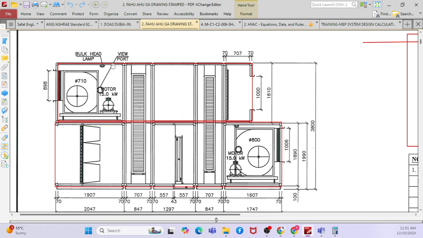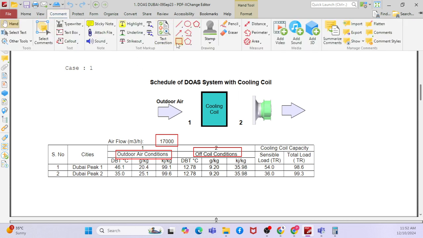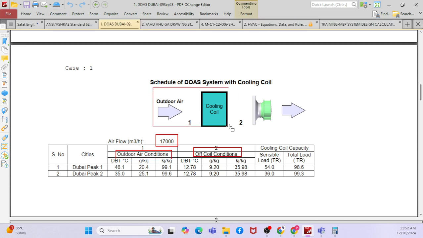Say, for example, I will go to one of the options. Assume there is no enthalpy wheel or sensible wheel. Here is one of the FAHUs where you are taking air from outside and supplying it into the space. This is your fresh air handling unit, but it is one way.